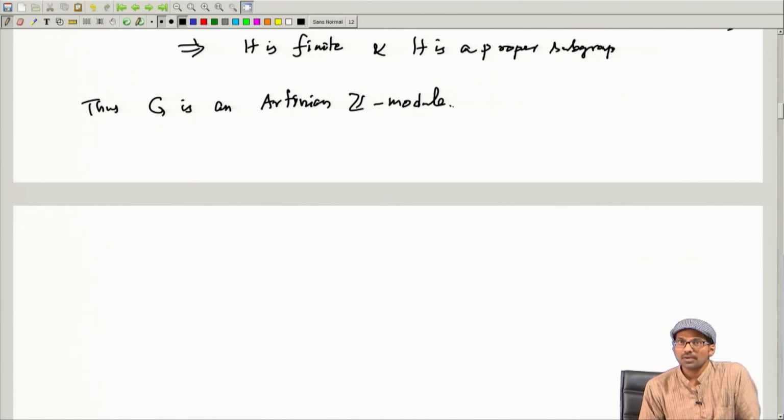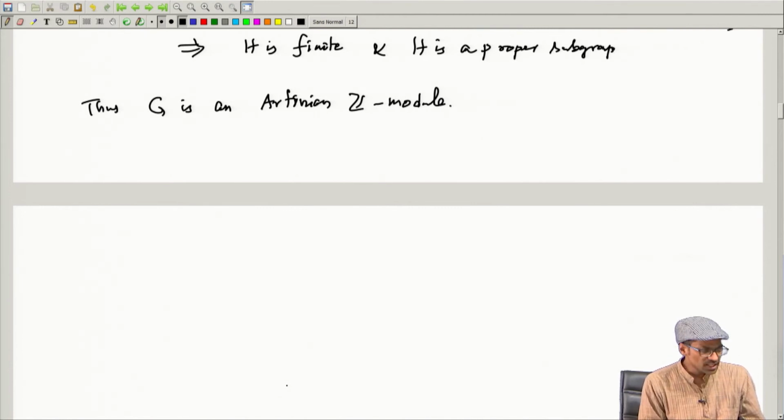Why? Because G is an Artinian Z module. If you take any descending chain of submodules or subgroups of G, if it is proper, it is finite, and hence it will become stationary. So, from a certain stage onwards they are equal. Therefore, it is an Artinian Z module.